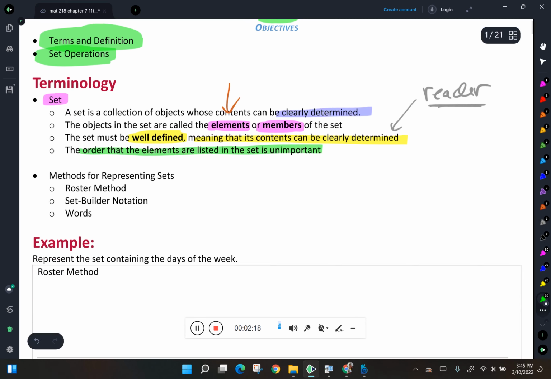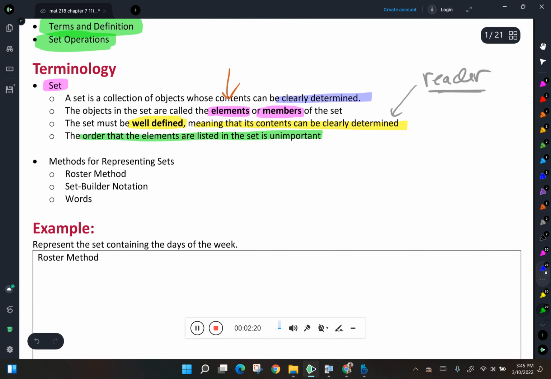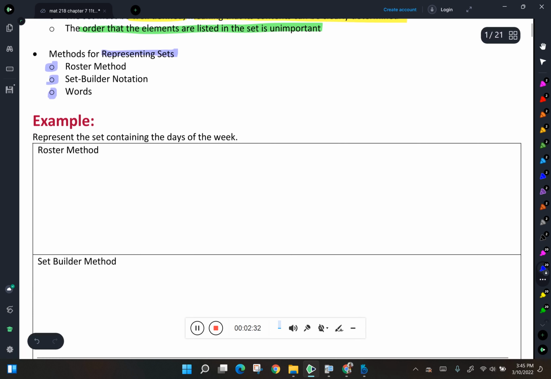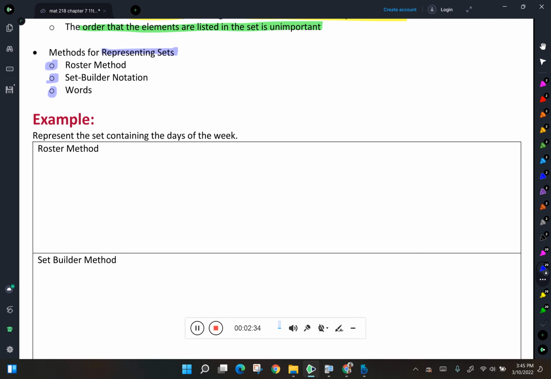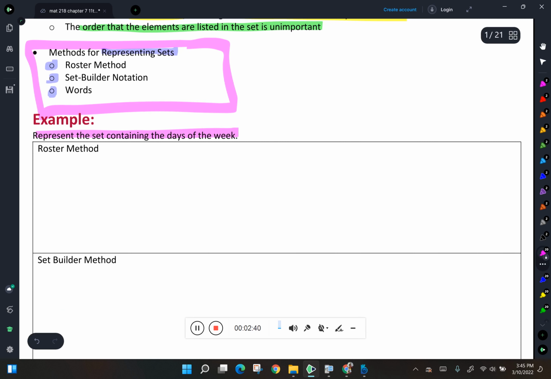All right, so some more stuff about sets. The methods that we have at hand for representing sets, there are three of them. There's the roster method, the set builder notation, and then just plain old words. Each of these has its pluses and minuses, and we'll take a look at them. So what I'd like to do is take a look at the set that represents the days of the week, and I will represent it in all three of these ways.